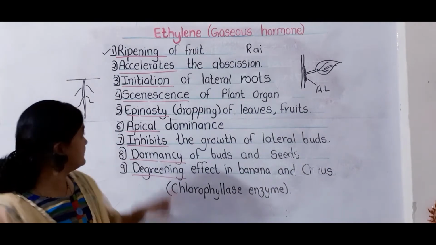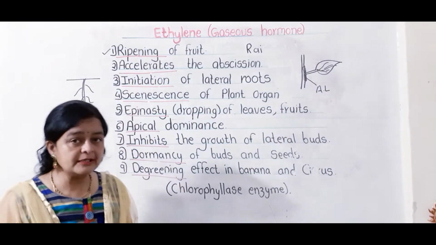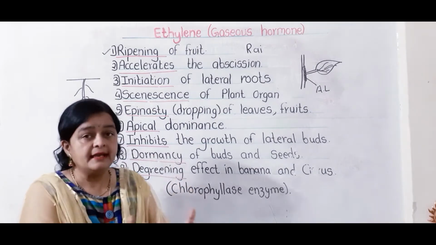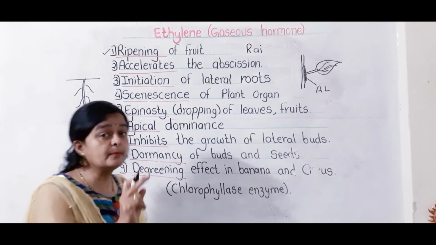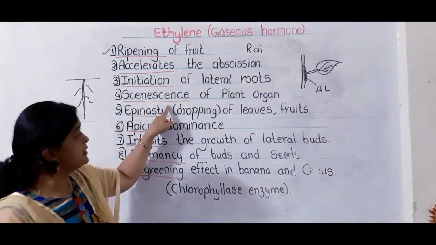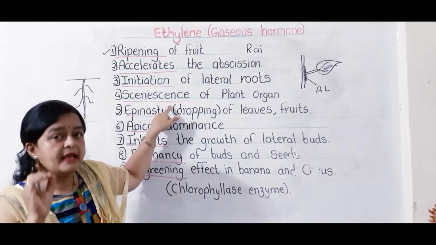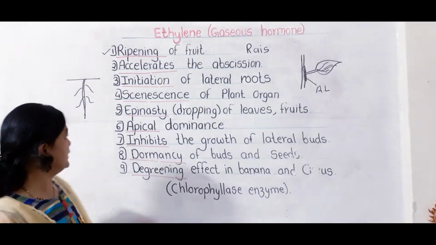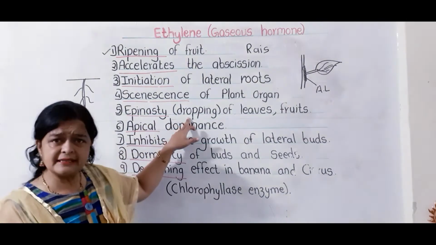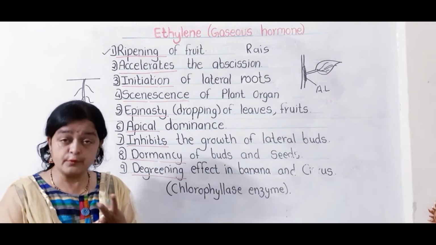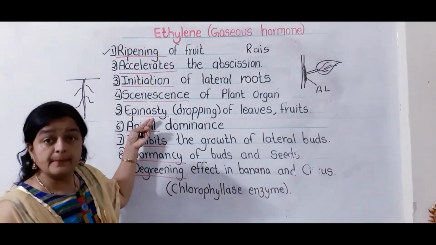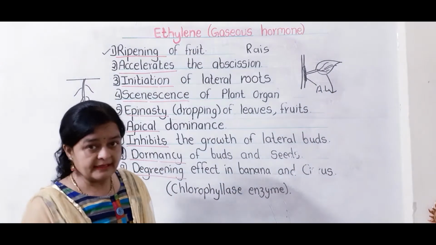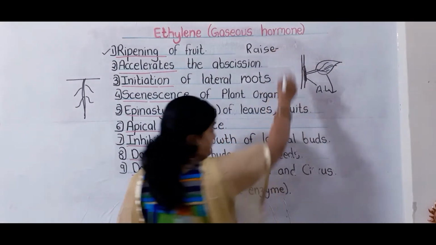Next one is senescence. Senescence means aging. In our body also aging takes place. In a similar way, in the plant body also aging takes place. So who is responsible? Again the same hormone, ethylene, is responsible for bringing senescence, or aging, in the plant body. So S is for senescence. Next one is epinasty. Epinasty means dropping. Falling of flowers, fruits and leaves is called epinasty. The same hormone, ethylene, is responsible for this. So E is for epinasty.